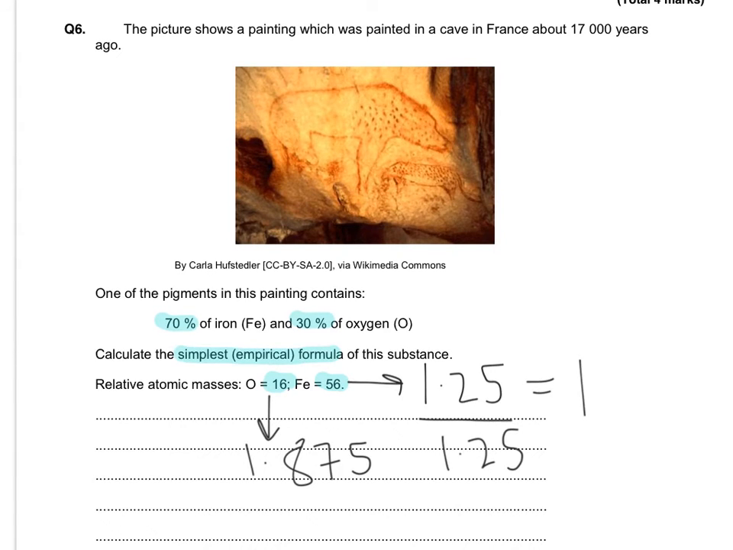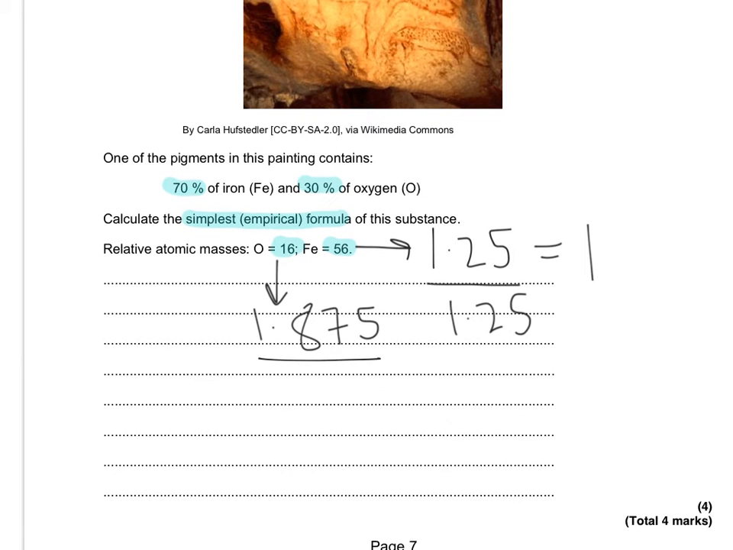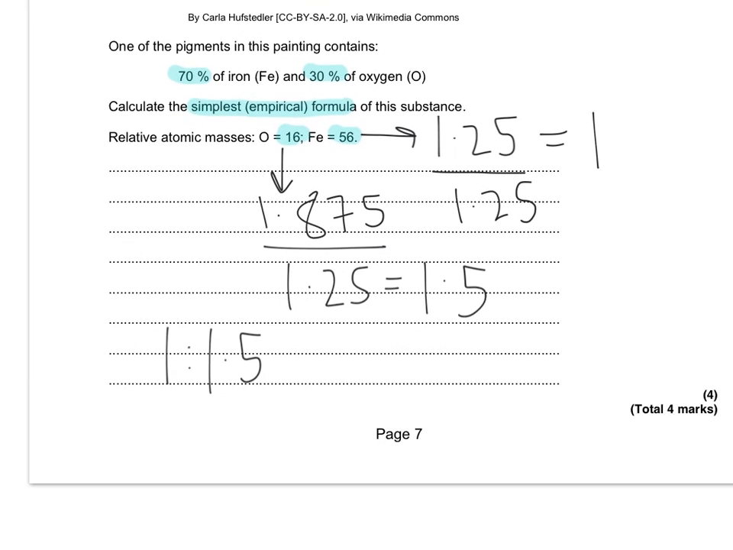And then if you do 1.875 divided by the smallest number, 1.25, then that is going to be equal to 1.5. And that's still not a whole number ratio, but it's a lot easier to think about 1 to 1.5 instead of 1.25 to 1.875. And a ratio of 1 to 1.5 is the same as a ratio of 2 to 3. And so that means that for every 2 of your iron atoms, you are going to have 3 of your oxygen atoms. And so your empirical formula is Fe2O3.